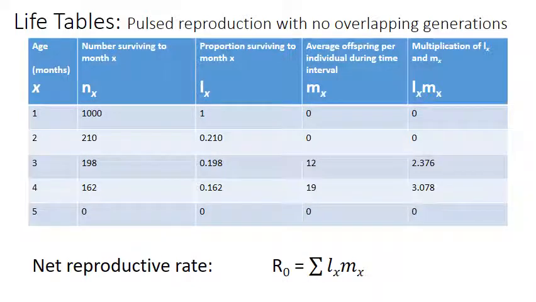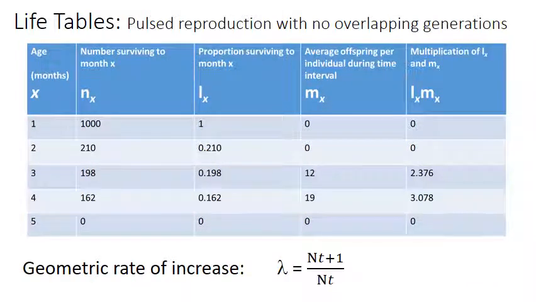The first one, net reproductive rate, you can see from the equation, is just the sum of that final column. So in this case, we're only going to have to sum these two numbers. And what we come up with is 7.3133. So that's the net reproductive rate for this population, the average number of offspring being produced per individual during its lifetime or during one generation.